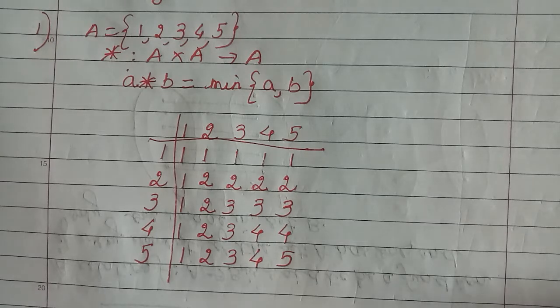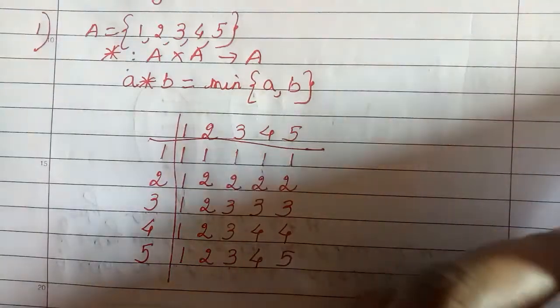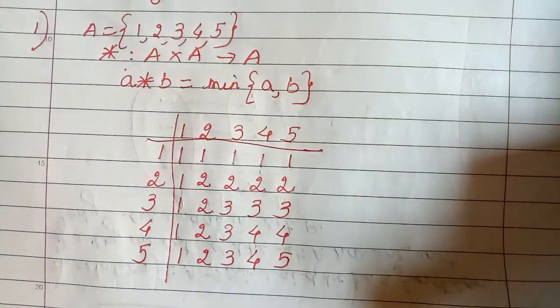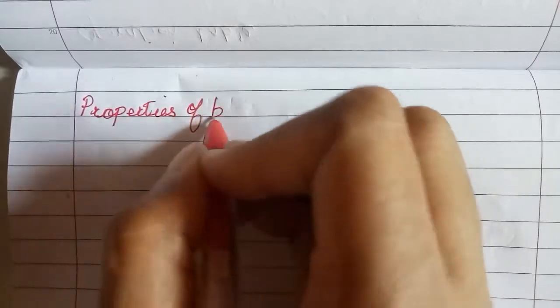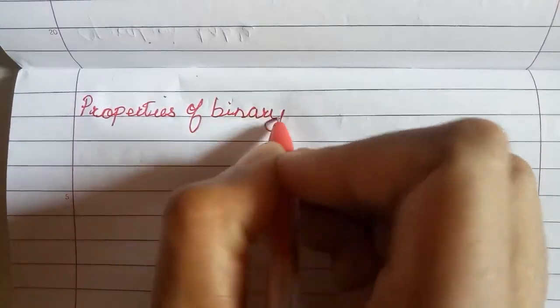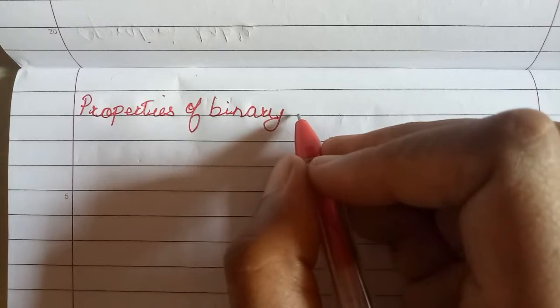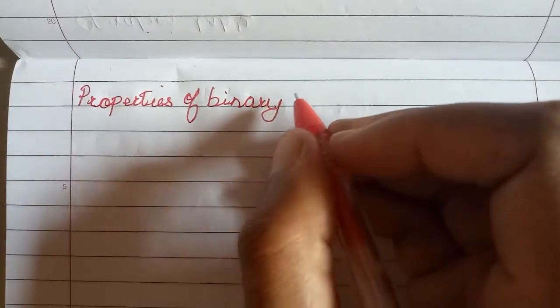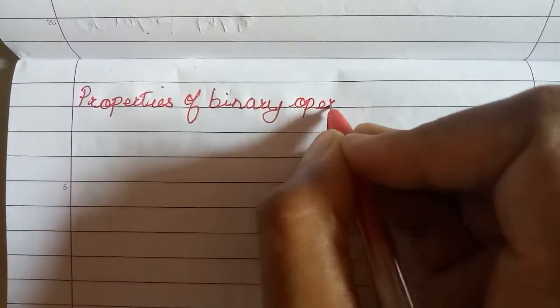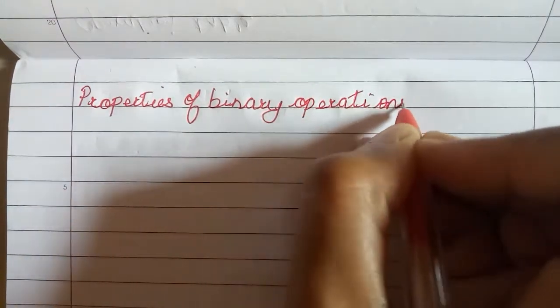Okay, now this is not as important, but this is in your syllabus, so I have just introduced it. Let us go to some more important concept, that is properties of binary operation. So I am going to start with properties of binary operation. Very important is, first of all, it should be a binary operation, then only you can make use of its properties. Properties of binary operations, very simple properties.